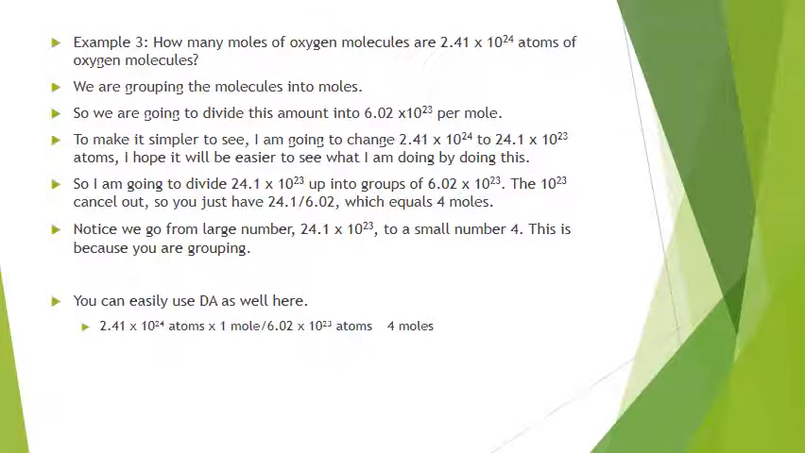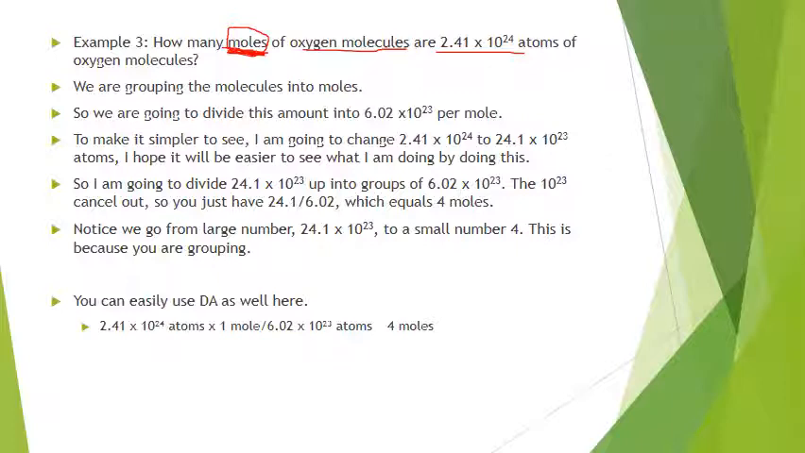Okay, example number 3. How many moles of oxygen molecules are 2.41 times 10 to the 24th molecules of oxygen? Okay, here you're going to moles, right? So when you want moles, you're going to be grouping. So your number will get smaller. You'll be going from this number to a smaller number. So we're going to do the grouping.